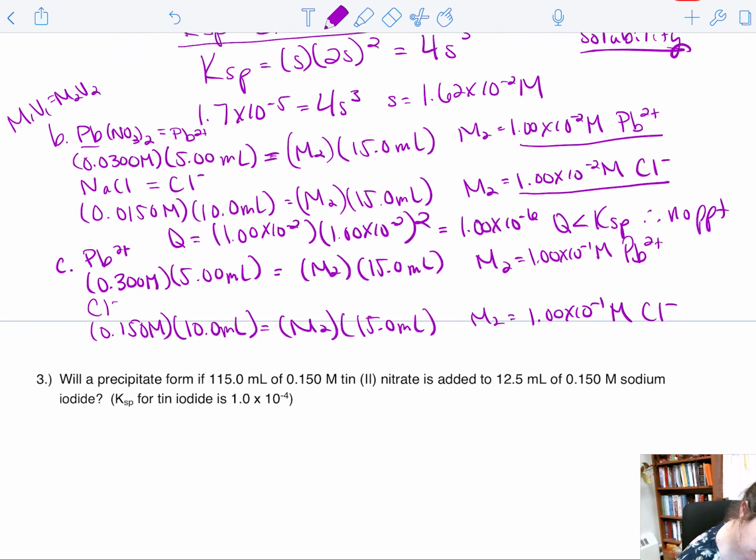That will then be put into our Q expression. So our lead concentration times our chlorine concentration squared gives us a value of 1.00 times 10 to the negative 3. That means our Q is greater than our Ksp, therefore we will have a precipitate form.